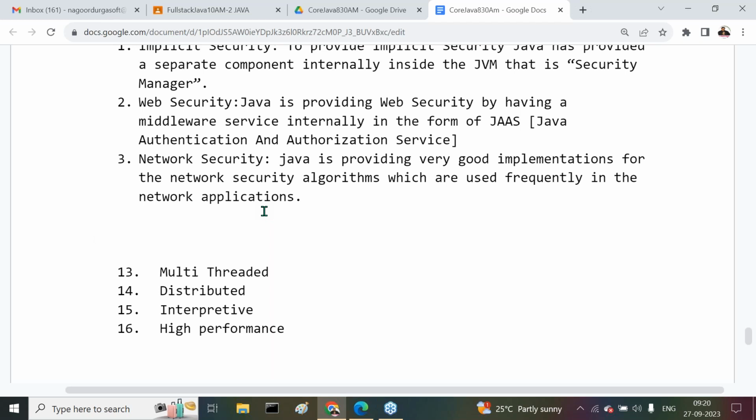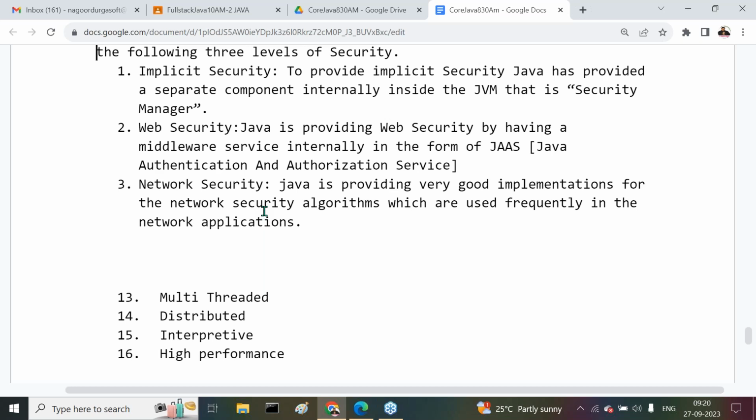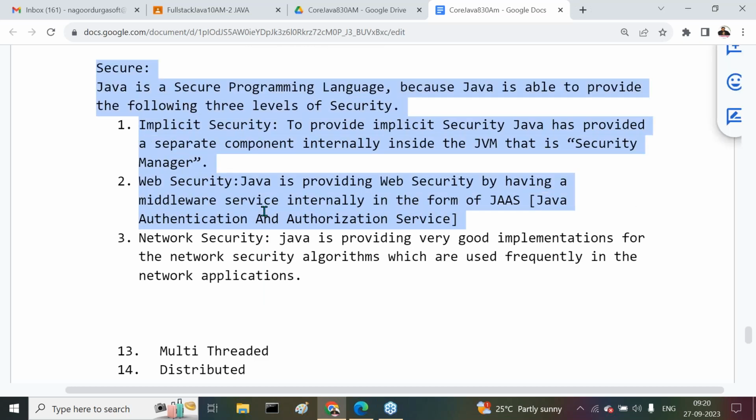Anyway, what is the point I'm telling you? We are talking about the Java features, where security is one of the features we provided. If any programming language provides these three types of security, that programming language is a secure programming language. First one is implicit security. Second one is web security. Third one is network security. If Java provides security internally, that is implicit security. To maintain that implicit security, there is a separate component inside the JVM, that is the security manager.